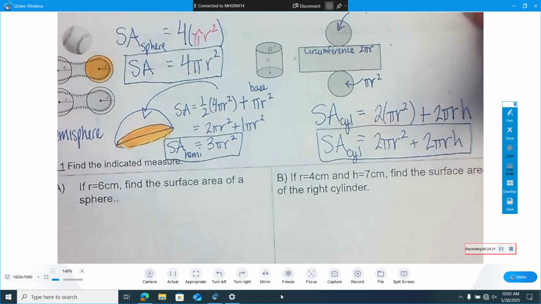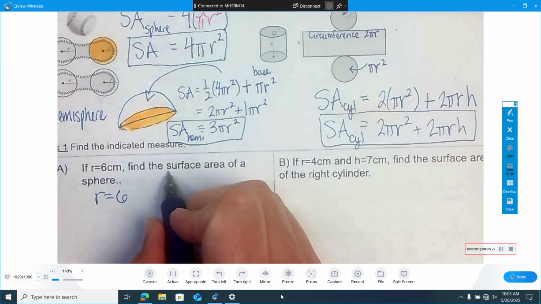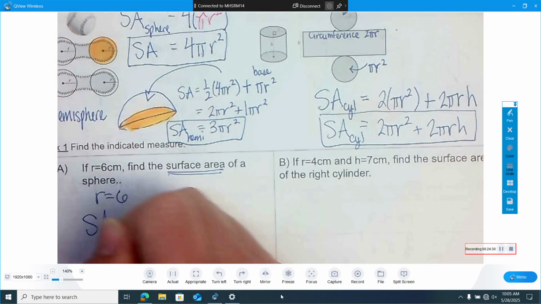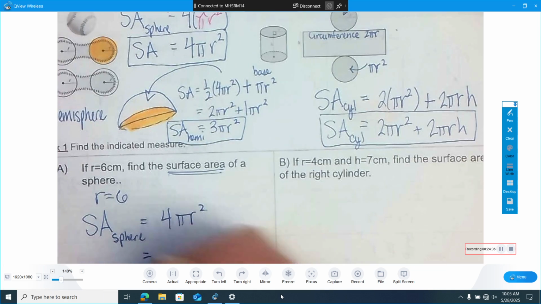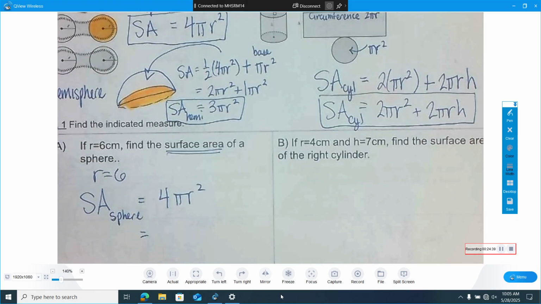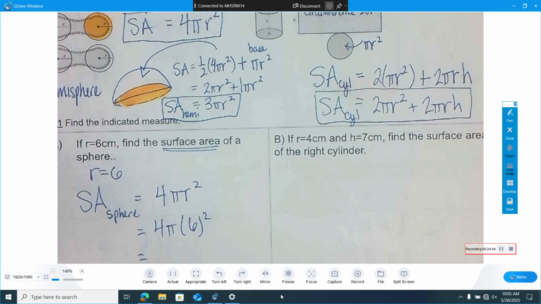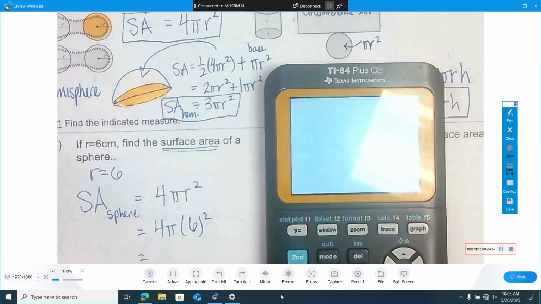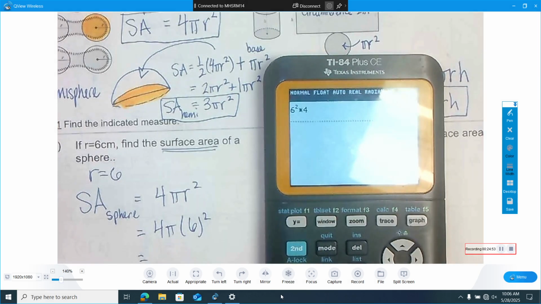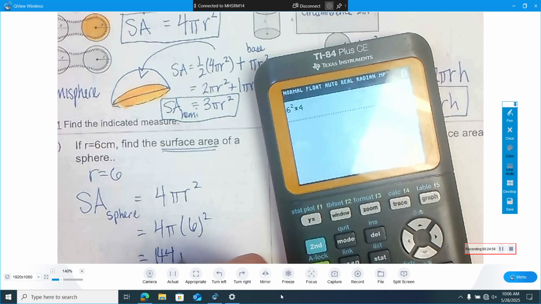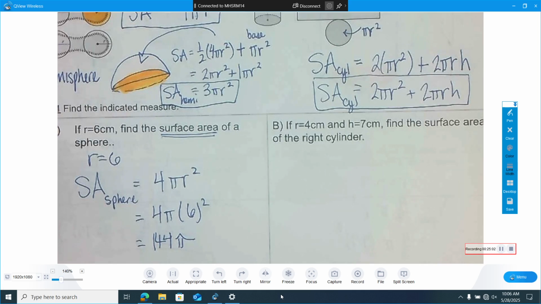All right, so let's look here. Example 1: if the radius is 6 centimeters, find the surface area of a sphere. The surface area of a sphere is 4 pi radius squared. And all we have to do then is plug in our radius. 4 pi times 6 squared. So 6 squared times 4. I'm getting 144 pi. Could I leave the answer in terms of pi? I sure could. That's a great answer.